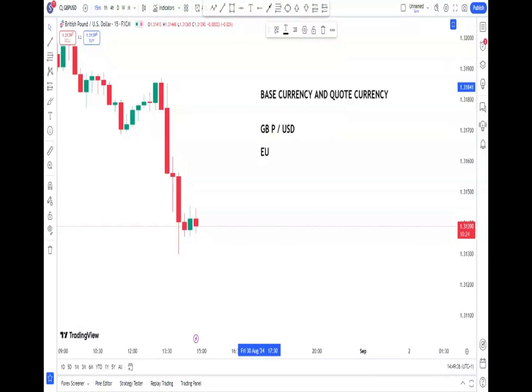Euro is EUR, while USD is the United States dollar. So we are not here to explain all these things. All we are here to do is for you to understand how it works and how it moves, and how you can combine this information and trade to make money.